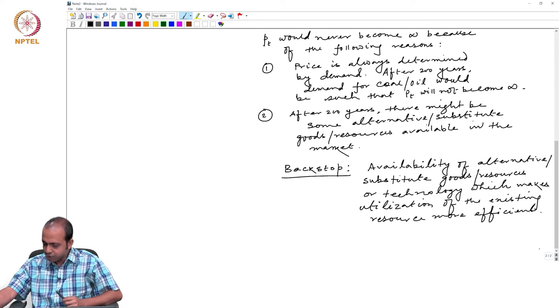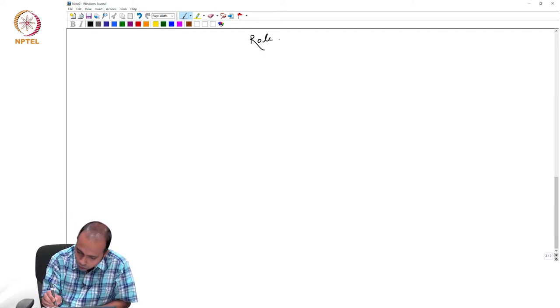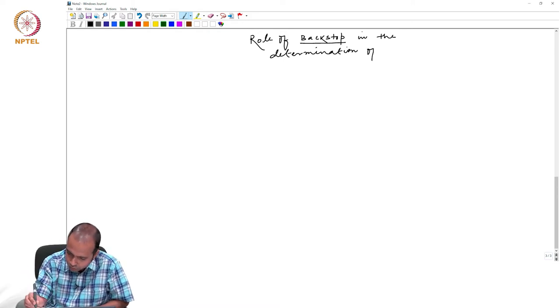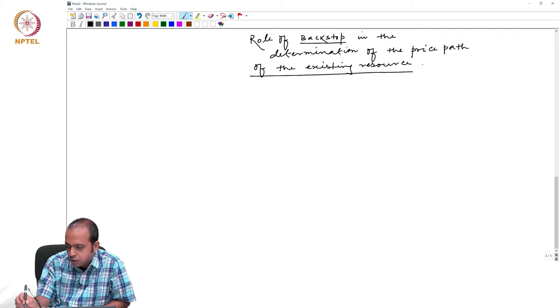So, to understand the role of backstop, we will now examine the role of backstop in the determination of the price path of the existing resource. Okay.